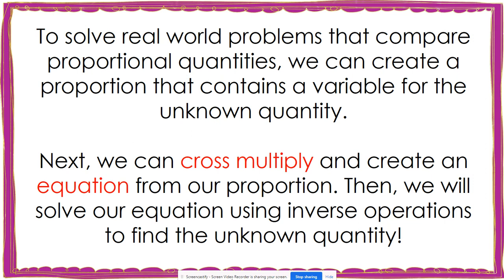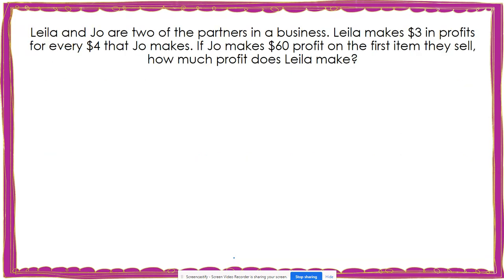To solve real-world problems that compare proportional relationships, we can create a proportion that contains a variable for that unknown quantity. Next, we can cross-multiply, which will create an equation. From there, we can solve our equation using inverse operations, and this will help us find the unknown quantity. So let's look at an example.